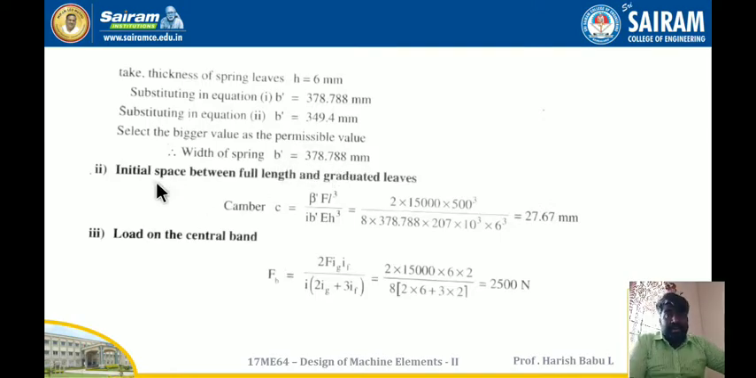The second step will be the initial space between the full length and graduated leaves, that is camber C is equal to beta dash FL cube divided by I b dash h cube. So substituting the values, I'm going to get camber as 27.67 mm. Coming to the load on the central band, that is FB: 2 IG IF divided by 2 IG plus 3 IF. When I go for this, I get 2 into 15,000 into 6 into 2 into 8, divided by 2 into 6 plus 3 into 2. So I get totally 2500 newtons.